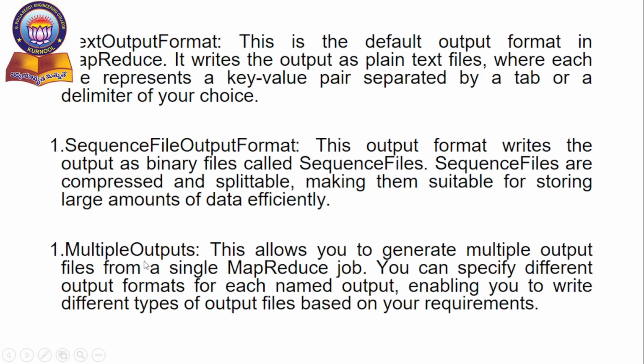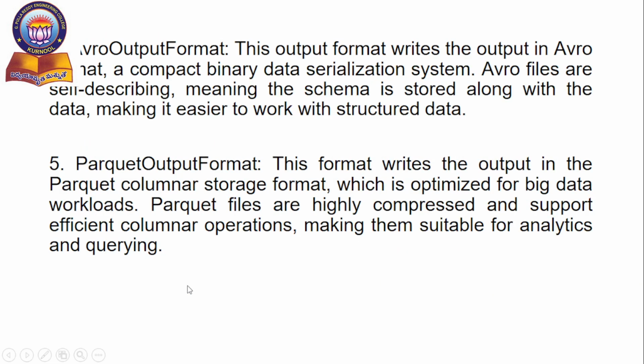Next one is multiple outputs. This allows you to generate multiple output files from a single MapReduce job. You can specify different output formats for each named output, enabling you to write different types of output files based on your requirement. Next one is the Avro output format. This output format writes the output in Avro format, a compact binary data serialization system. Avro files are self-describing, meaning that the schema is stored along with the data, making it easier to work with structured data.